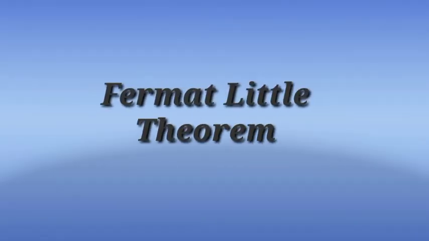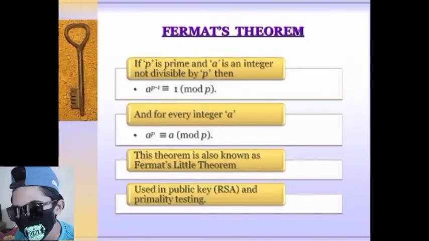And now, let's proceed to Fermat's little theorem. If p is prime and a is an integer not divisible by p, then a to the power of p minus 1 is congruent to 1 mod p. And for every integer a, a to the power of p is congruent to a mod p. This theorem, also known as Fermat's little theorem, is used in public key RSA and primality testing.